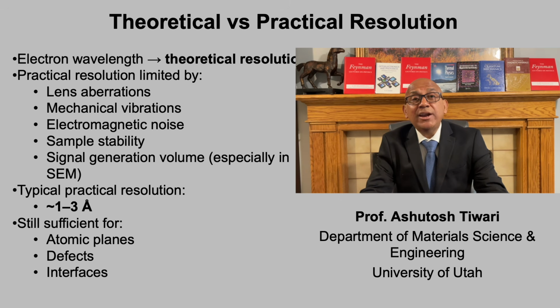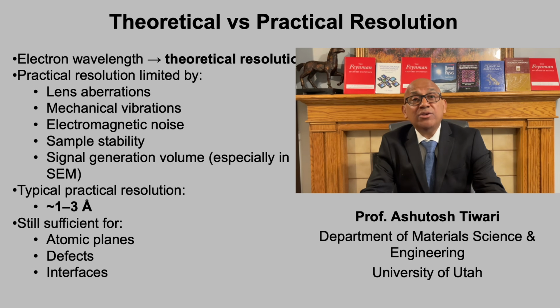There is an important distinction between theoretical resolution and practical resolution. While electron wavelengths at high accelerating voltages are extremely small, real electron microscopes are limited by several practical factors. These include lens aberrations, mechanical vibrations, electromagnetic noise, and sample stability under the electron beam.